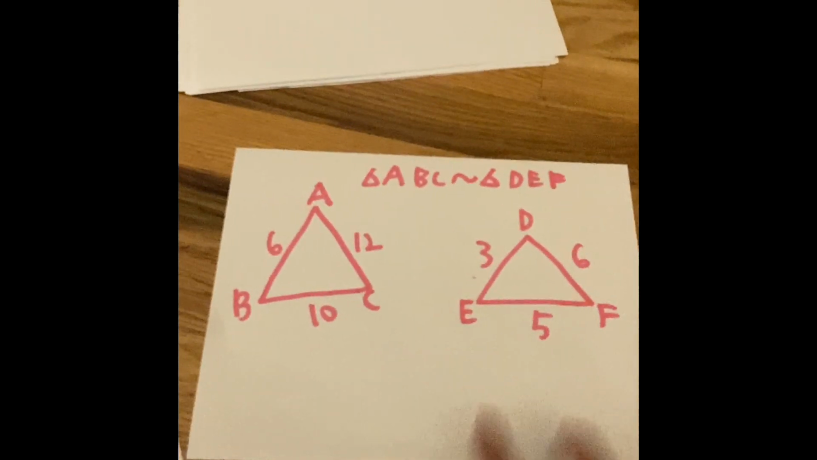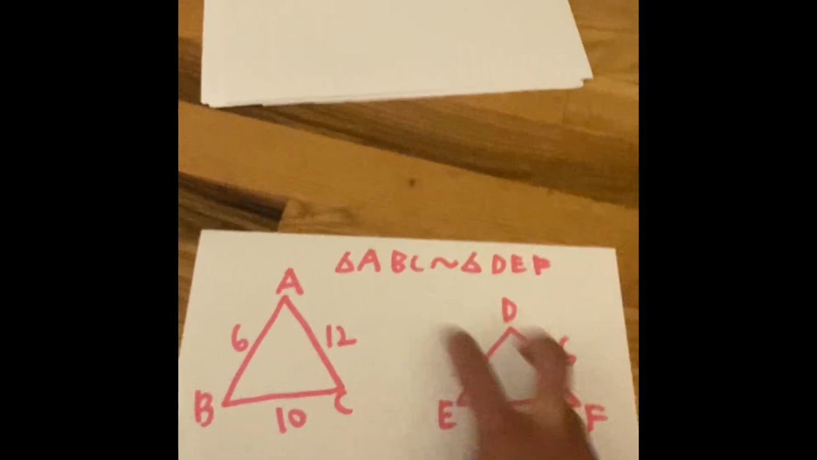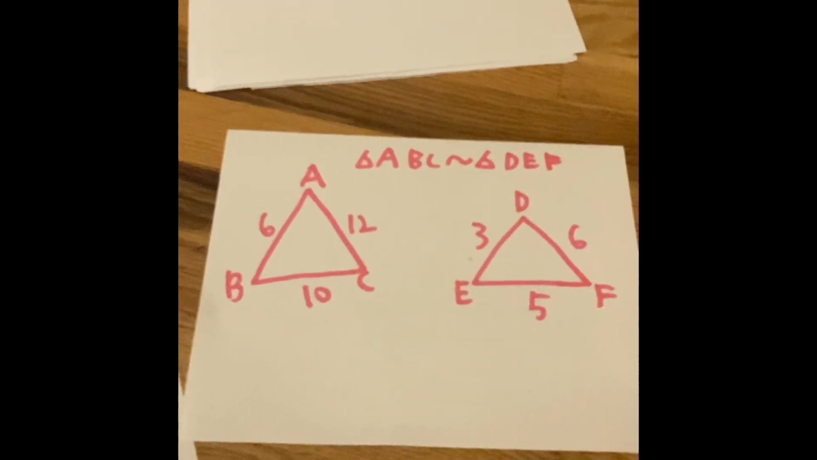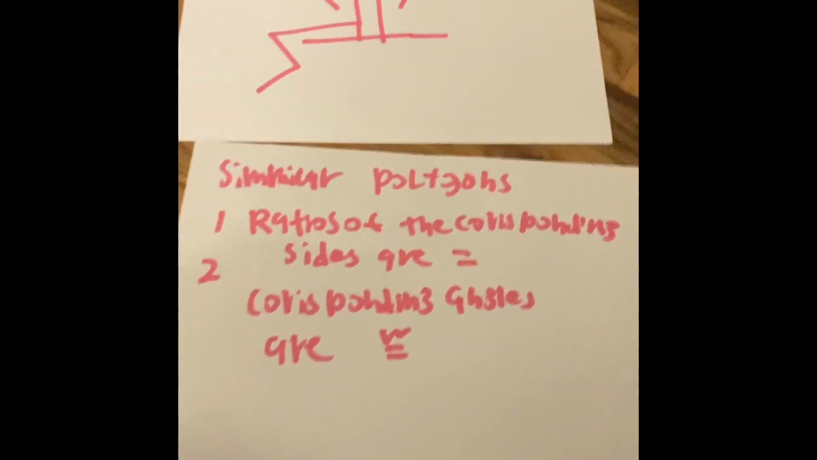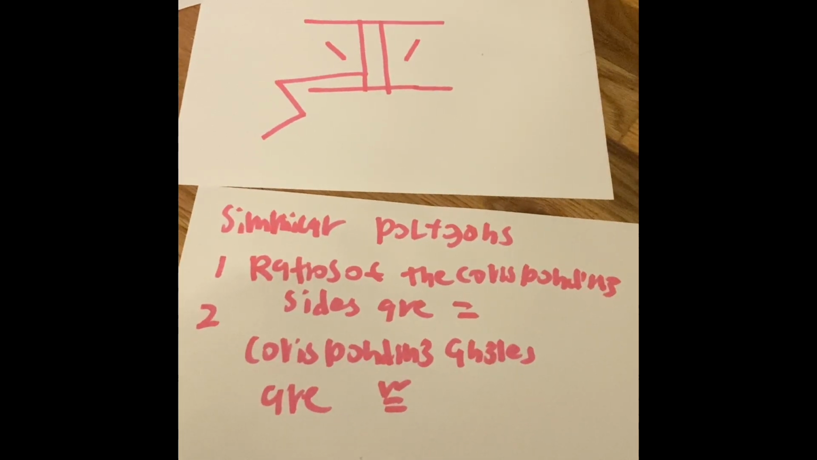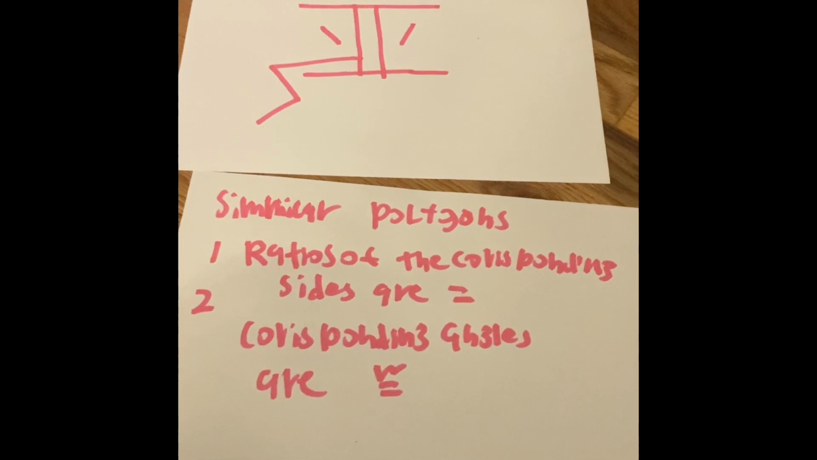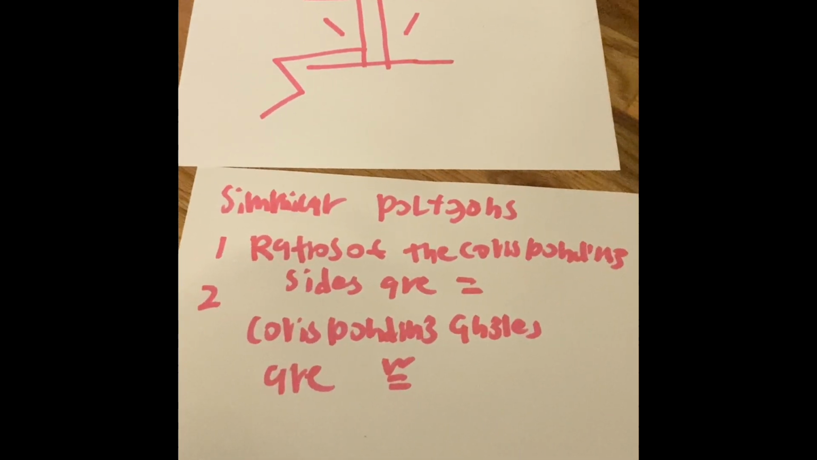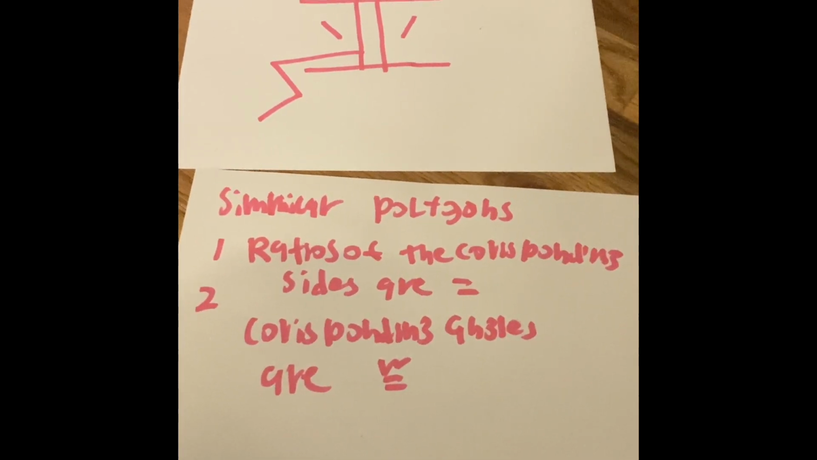Well, we already know that if you look at the dimensions, this is going to be half the size of that. But how can we mathematically understand it? Well, with triangles, they are the easiest shape to look at when learning this subject. The rules for similar polygons with triangles is ratios of the corresponding sides are equal to each other. And also, corresponding angles must be congruent if they are similar.